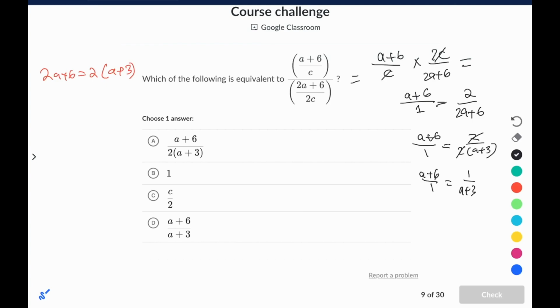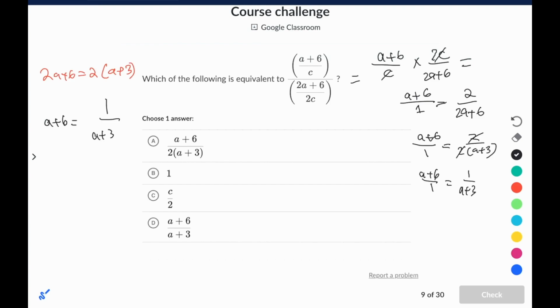And what would that actually give us? It would say that, basically, a plus 6 equals 1 over a plus 3. And what can we assume from this? Let's see, we basically got rid of the c's, but I'm not sure if we can get rid of the a's. So a is saying that this whole thing equals a plus 6 over 2a plus 3.